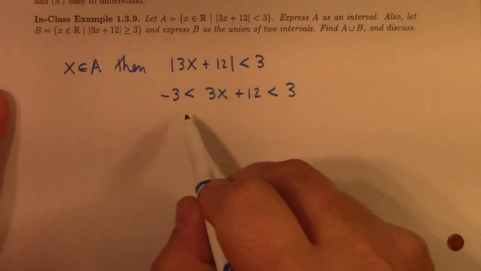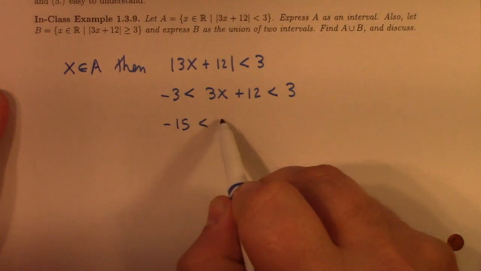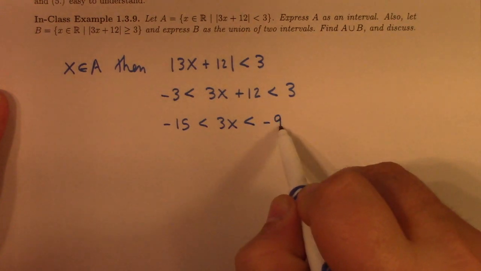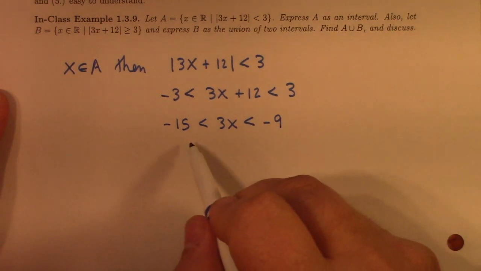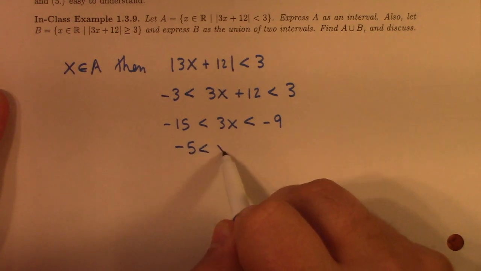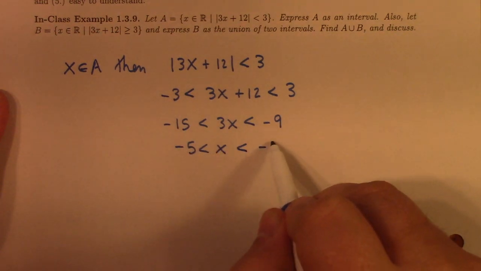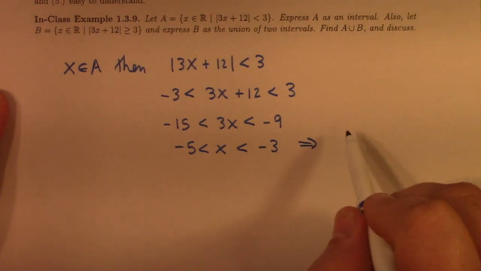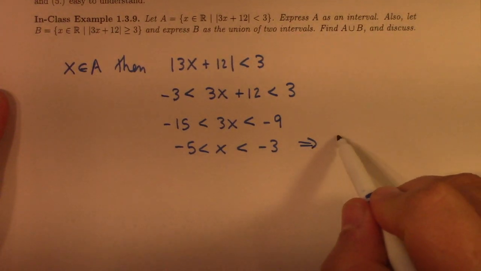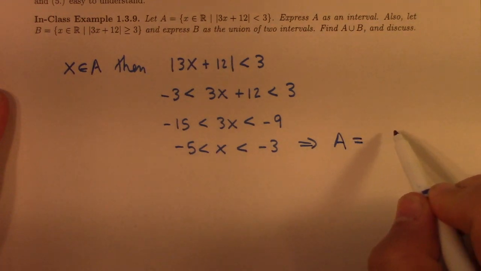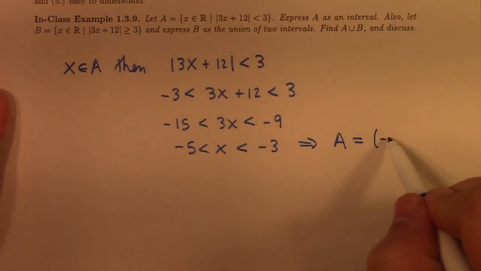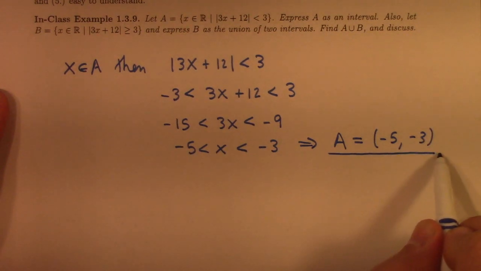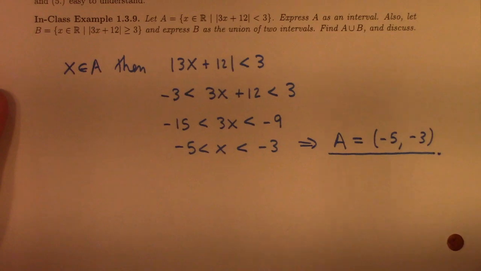So subtract 12 across this, I get minus 15 is less than 3x is less than 3 minus 12, which is minus 9. And then dividing by 3, I get minus 5 is less than x is less than minus 3. Aha. So in other words, A is equal to the open interval from minus 5 to minus 3. And so there you go. I did part of the example here. We expressed A as an interval.